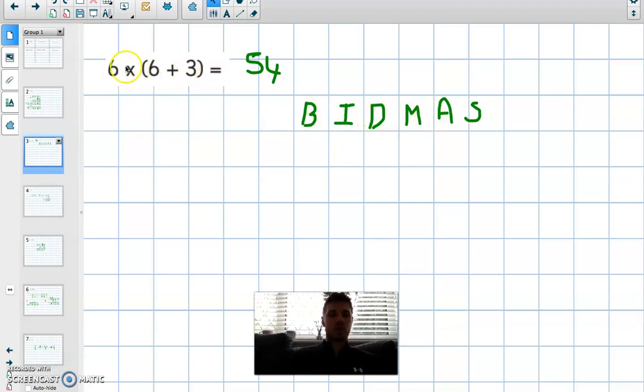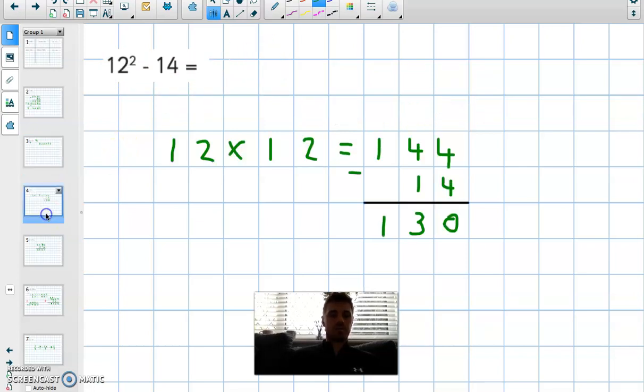what order of importance each mathematical symbol is within an equation. So in this particular number problem, brackets are of the highest importance, so anything in the brackets I must do first. So I do the 6 plus 3, which is 9. And I'm going to then multiply this 9 by 6, which gives me the answer of 54.